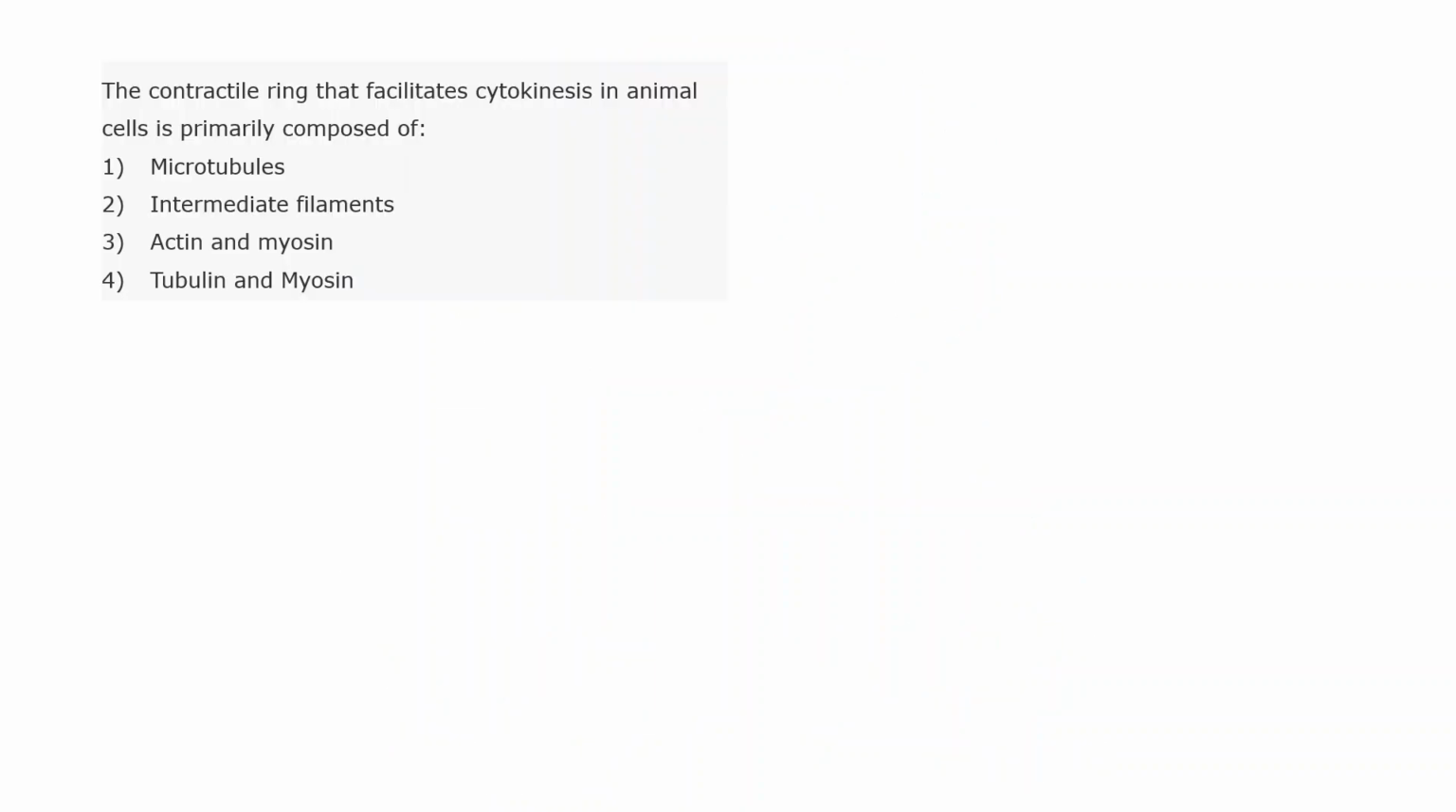So coming to the next question: the contractile ring that facilitates cytokinesis in animal cells is composed of microtubules, intermediate filaments, actin and myosin, or tubulin and myosin. Which might be the answer? We have discussed that before, right? It's actually found in animals, not in plants. So what might it be composed of? It needs to contract, right? Yeah, I'm getting option number 3. Any other option?